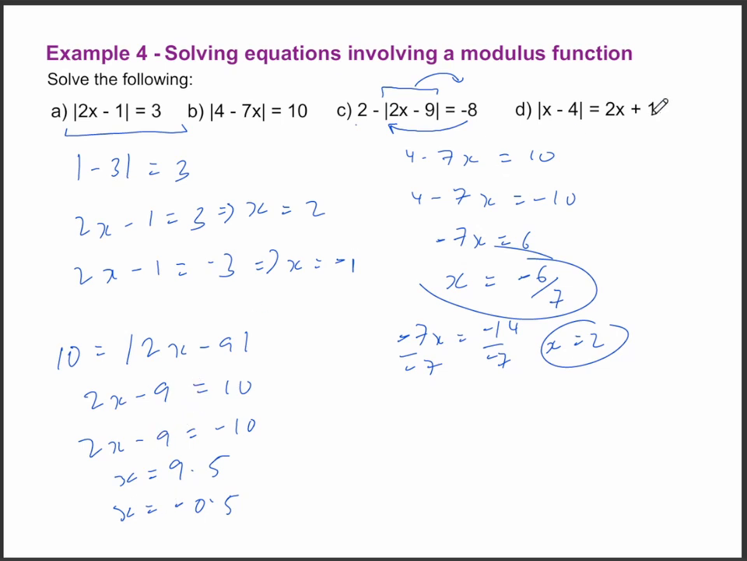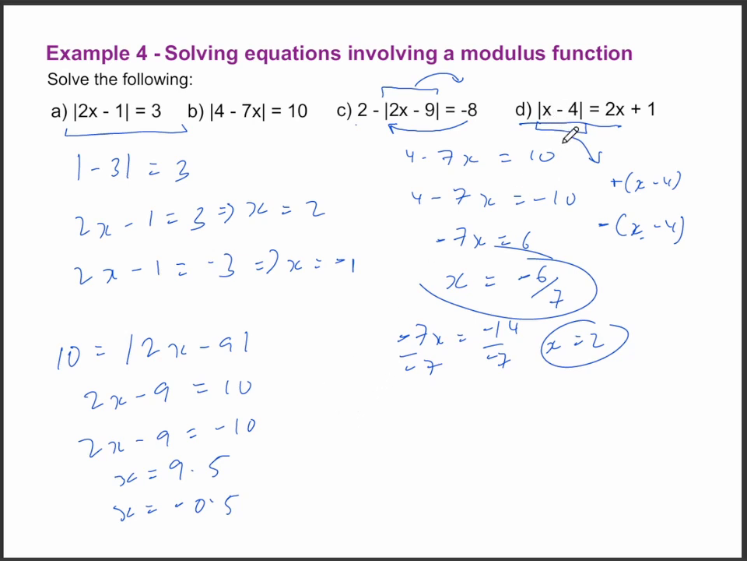Now what if you can't do that? We will see that in part D. So what we do here, remember, this modulus function has two parts to it. One is the positive value of the modulus function, and one is the negative value of the modulus function. And that's exactly what we do here, but we just shift that sign onto the other side. If we divide by -1 for this, we can just shift the sign to the other side. So here we won't shift it, we'll just keep the sign here.